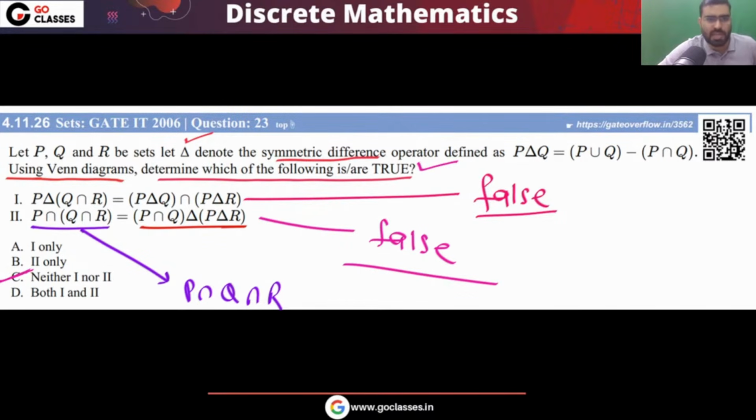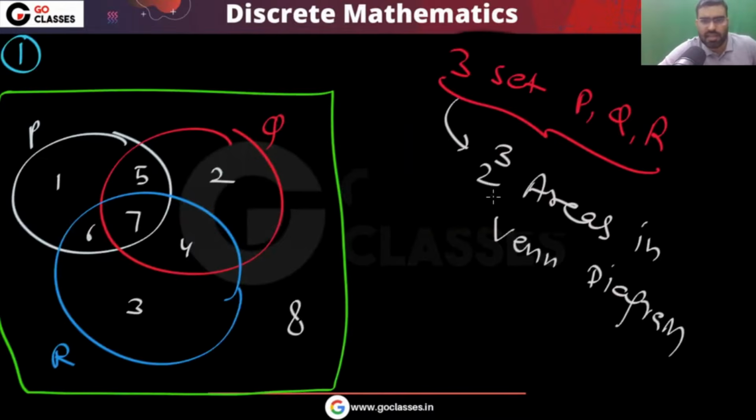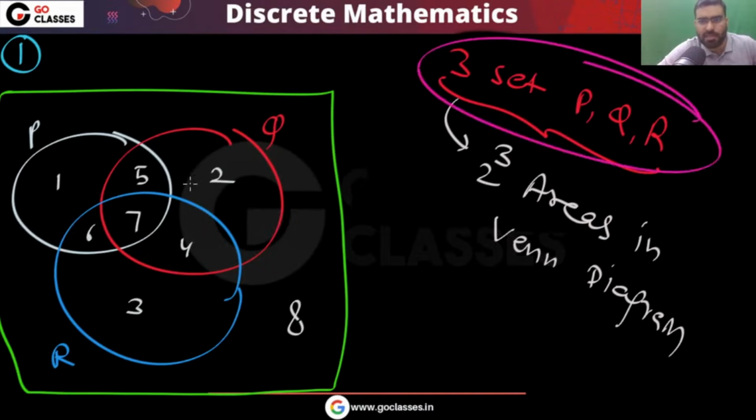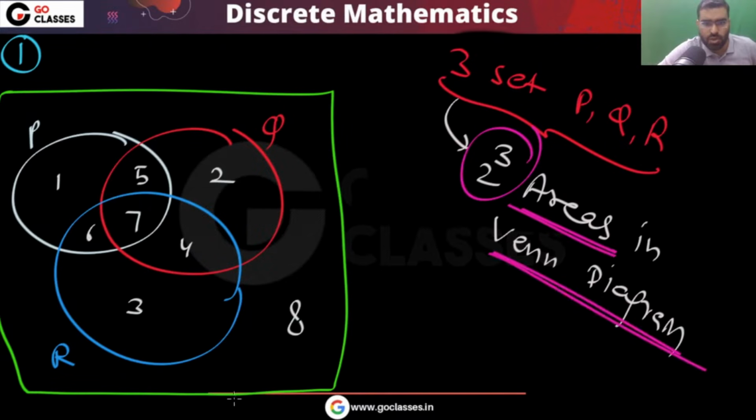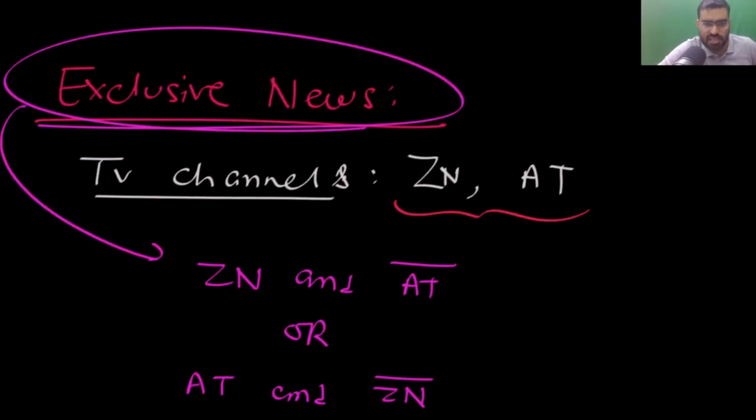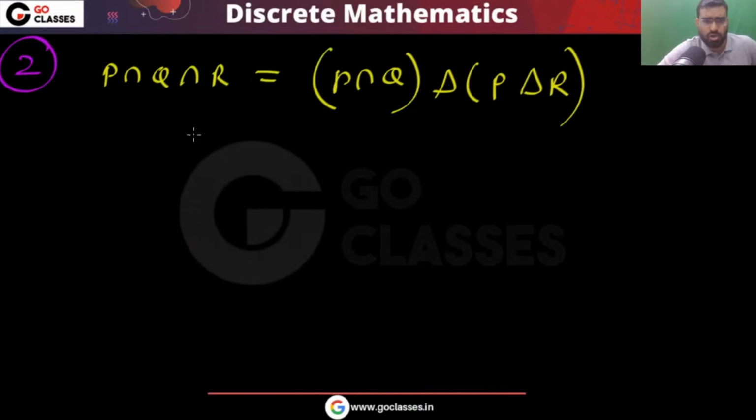Did you understand? Please tell me. This area method is a very nice method. If you have 3 sets P, Q, R, then you can create 2 power 3 areas in the Venn diagram, and then you can solve any question using these areas. You can easily solve whatever question you want. Now let's move on.